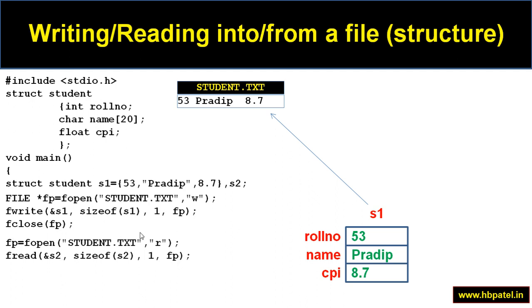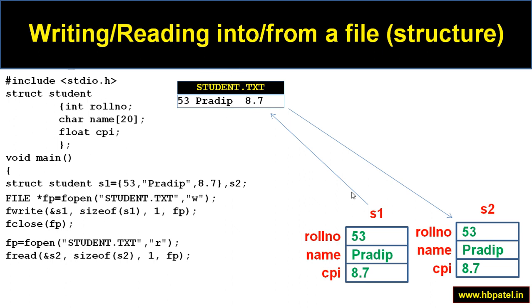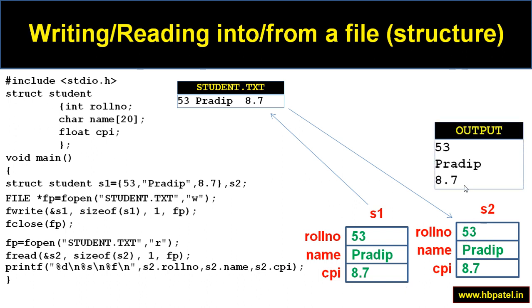So that data will be copied into S2, and then if I print S2's roll number, name and CPI, what am I going to get? 53 Pradeep and 8.7. So in the output I will get 53 Pradeep and 8.7. So this is a small example showing how you can write a whole structure into a file and read a whole structure from the file using fwrite and fread respectively.